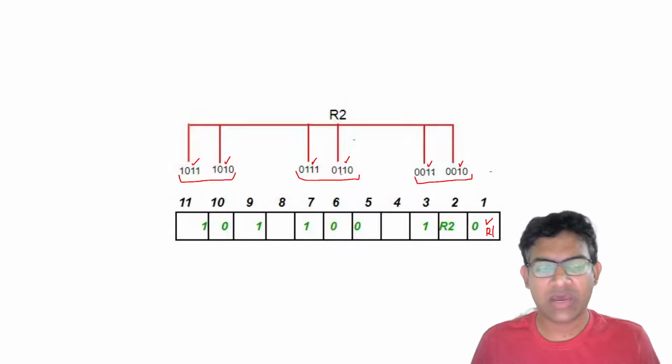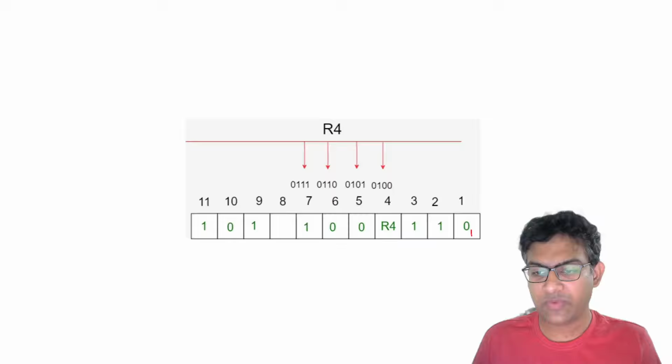And we figure out R2. So let's count the number of ones. Here we have a 1, here we have a 1, this is a 0, here we have another 1. So there are 3 ones. To make this even number of ones, we need to make R2 as 1. All right. So now that we have our R1 and R2, let's try to figure out R4.